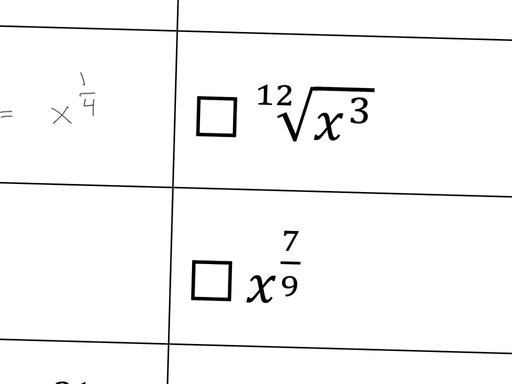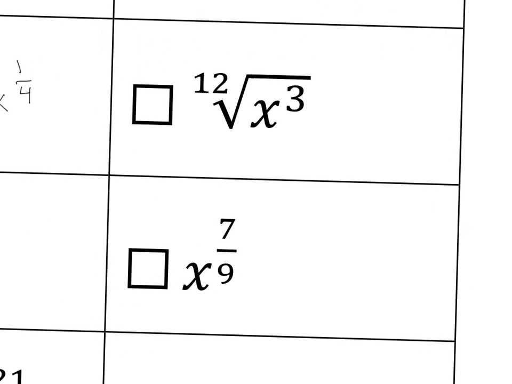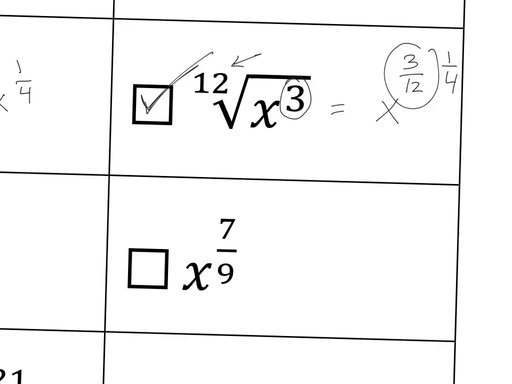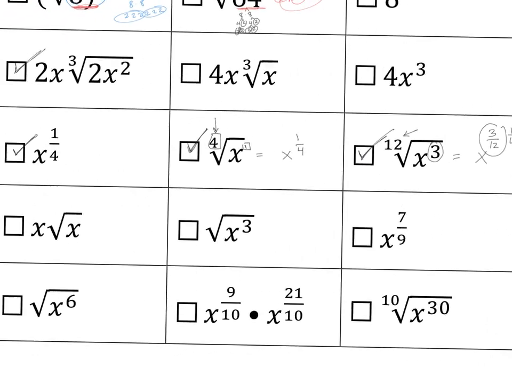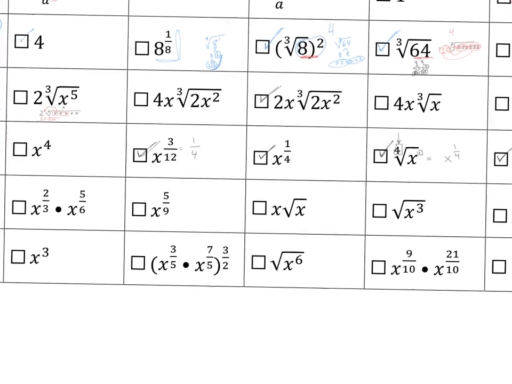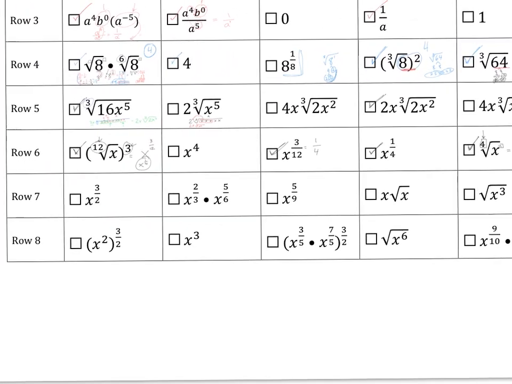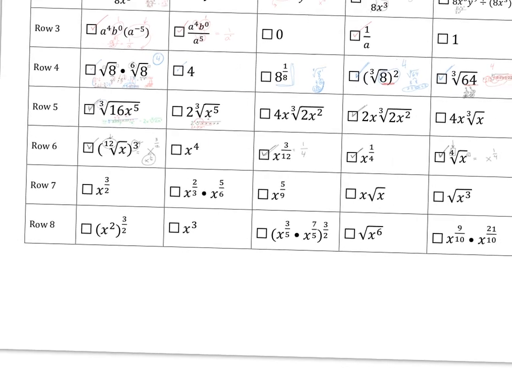I'll check that box. And then finally, I've got this guy, which I could put in fraction exponent form. Power over index. And if I reduce, that does become 1/4. So I think the last box could be checked as well. So I checked quite a bit of boxes on that row. The only one I didn't check was x to the 4th, the second box.